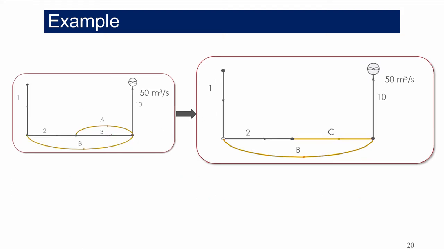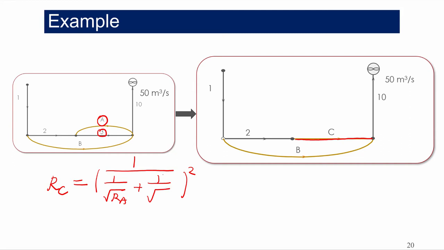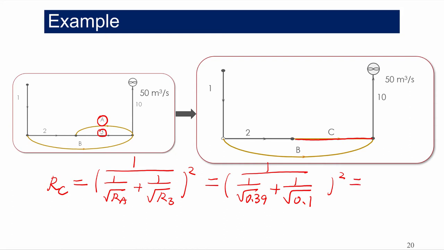The next step, we can see that airway A and airway 3 are in parallel. So we can reduce these two airways to one single airway C. Using the equation, the resistance of airway C equals the square of 1 divided by (1 divided by square root of RA plus 1 divided by square root of R3), which equals the square of 1 divided by (1 divided by square root of 0.39 plus 1 divided by square root of 0.1). That's R3. If you do the calculation, it is 0.044.